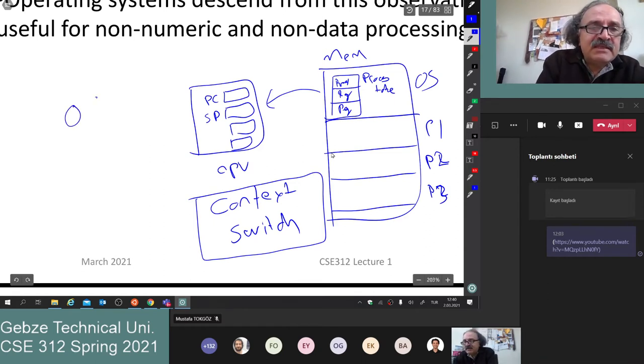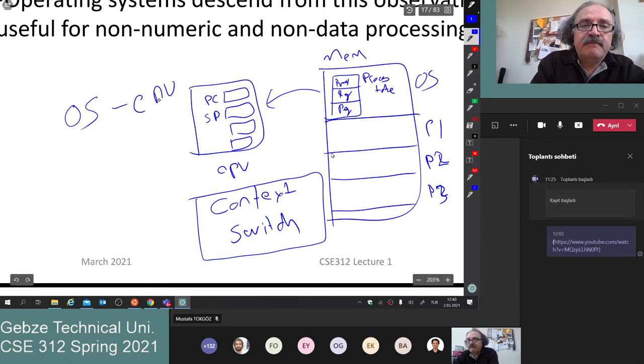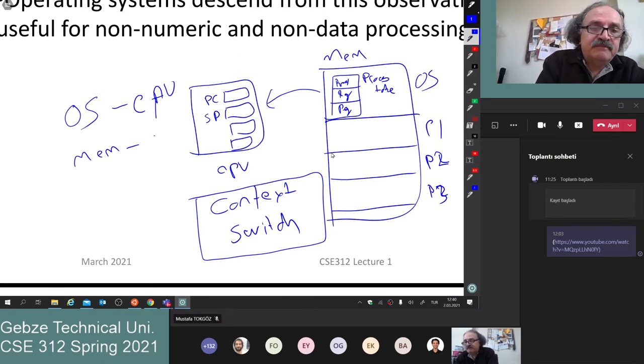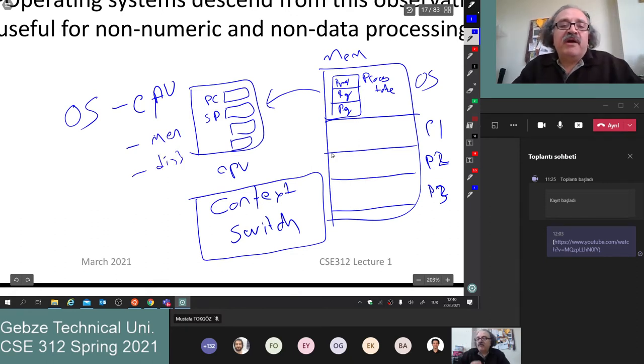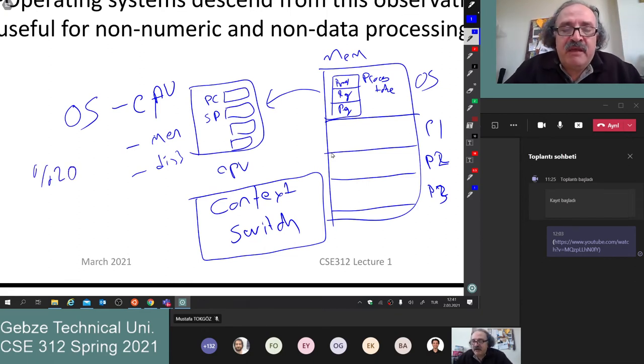The operating system is a program, right? I need to keep some CPU time for the operating system. Also, I need to keep some part of the memory for the operating system and some part of the disk too. If my operating system takes 20% of all of my resources, my CPU, my memory, and my disk, I am okay. So I am spending 20% of my time to manage resources and to hide away the hardware details. That's the cost of the operating system.